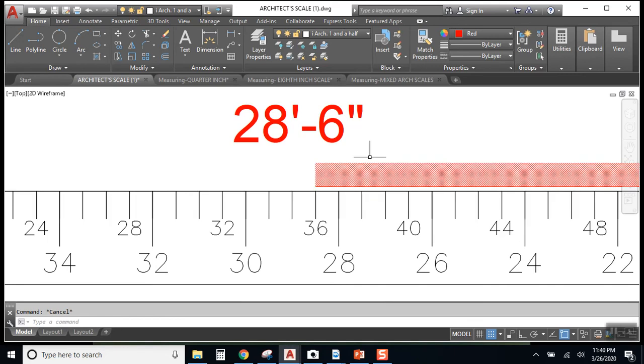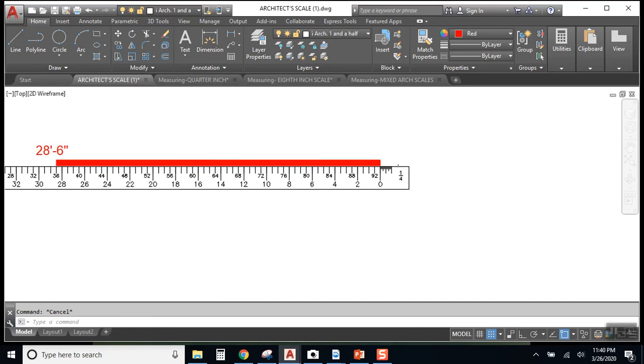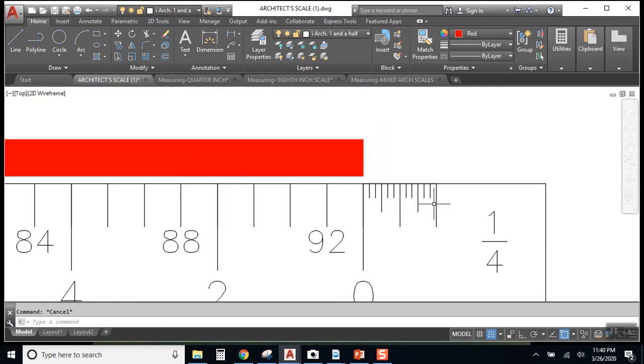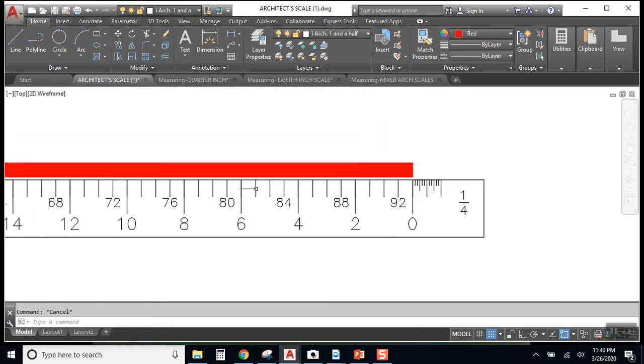So if your measurement happens to land on one of these small increments between the whole feet, then you know it's half of a foot, or 6 inches. Okay, and this is one way to use the architect scale to measure things to the nearest 6 inches. I want to show you another way though, and it involves using these little divisions to the right of the 0. So here's how it works.